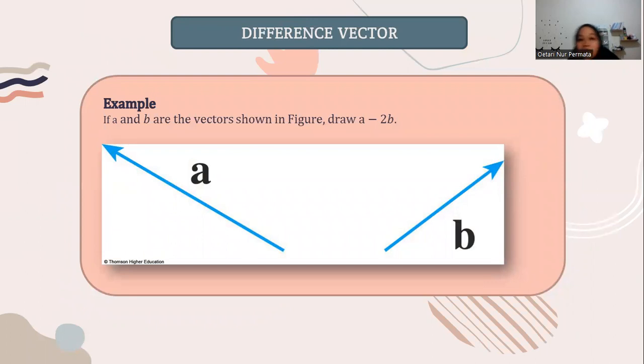If a and b are the vectors shown in the figure, draw a minus 2b.